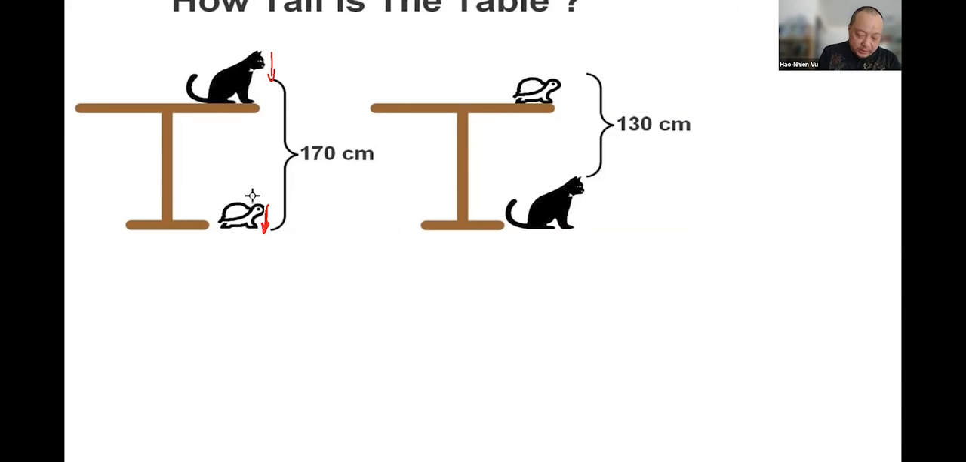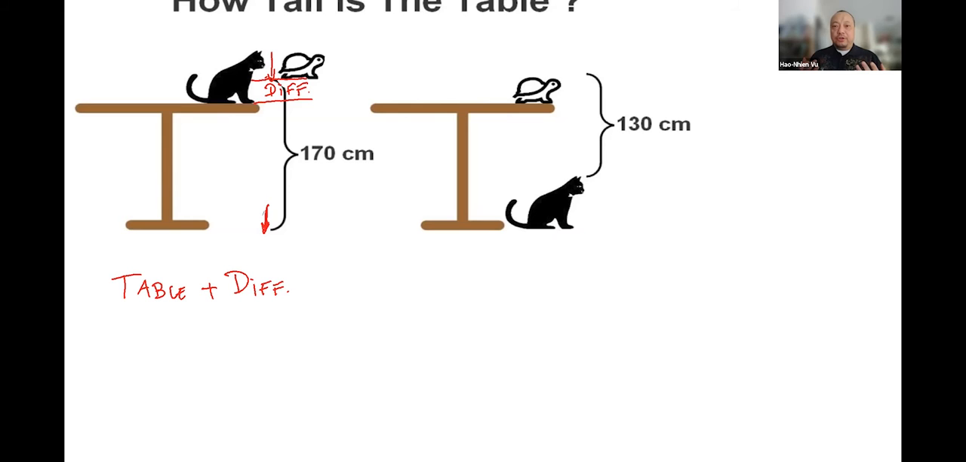If I take the turtle here and bring it up here, then it should fit perfectly in that distance. So what I have here is the difference between the cat and the turtle. So the bracket on the left is equal to the table plus that difference.